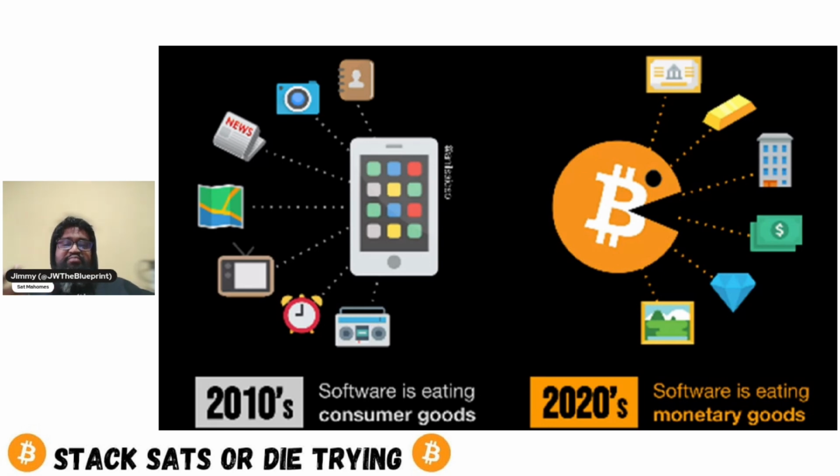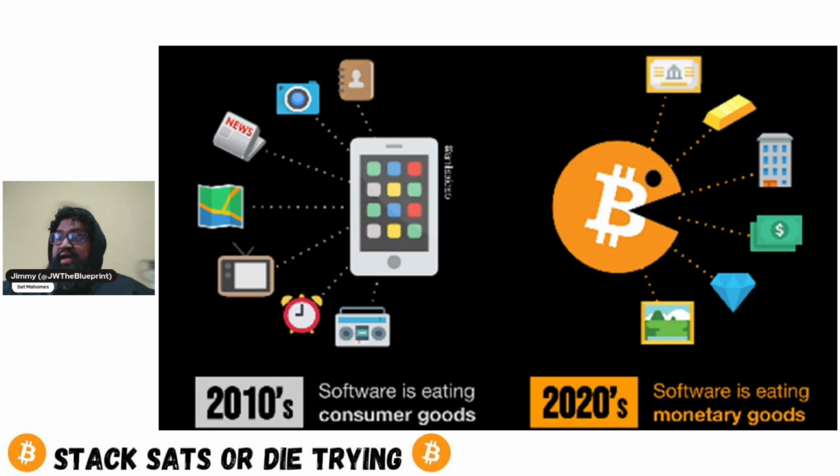For those listening, I'll explain it again. It's a slide with a smart device, and it's showing that this device is now your radio, your alarm clock, your TV, what you use to navigate a map, where you get your newspaper, how you take pictures, and your phone book. So software ate consumer goods throughout the 2010s. We all have smartphones. Look, I've got two of them sitting right here in front of me, an iPhone and an Android phone, right?